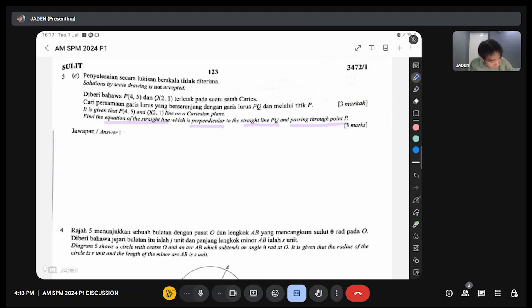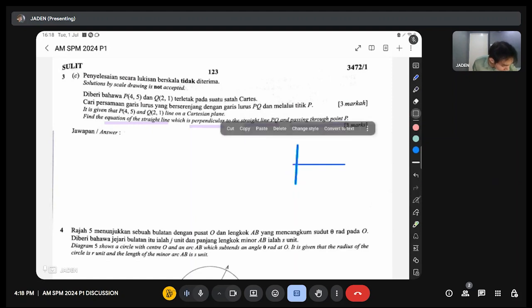So we have a perpendicular line to PQ passing through point P. I assume that the point P here forms a 90-degree angle because it says perpendicular to the straight line PQ and passing through point P. So this is P and Q here. We have a straight perpendicular line here.